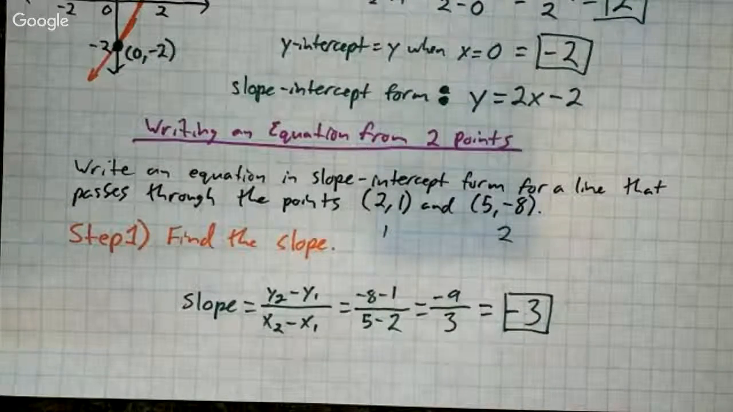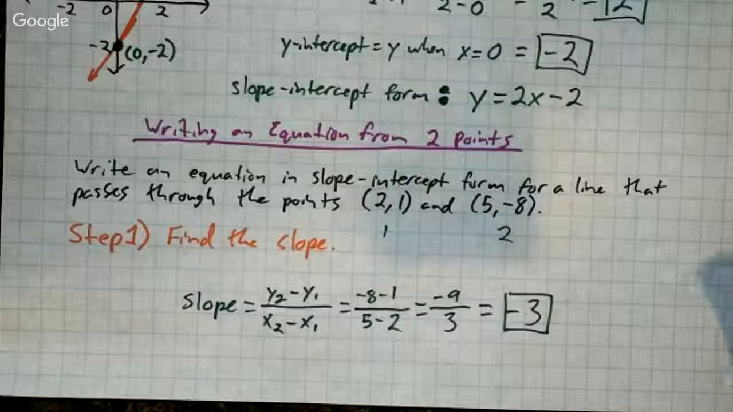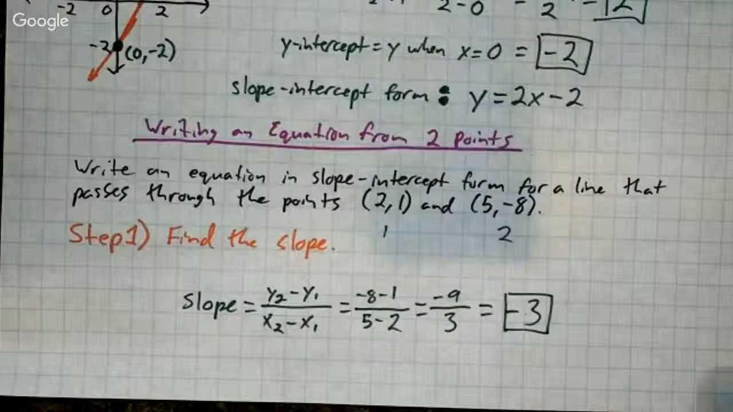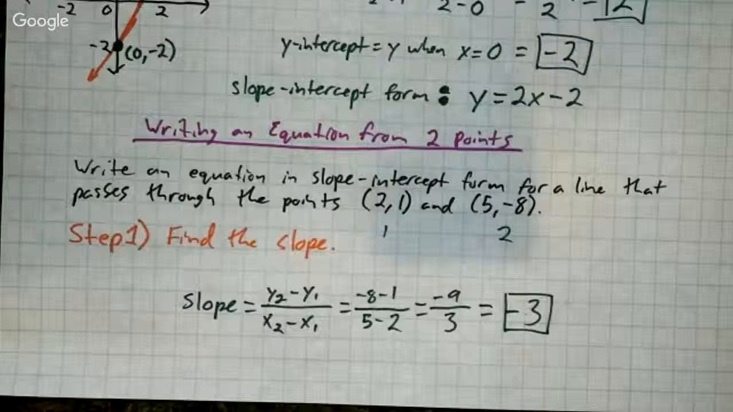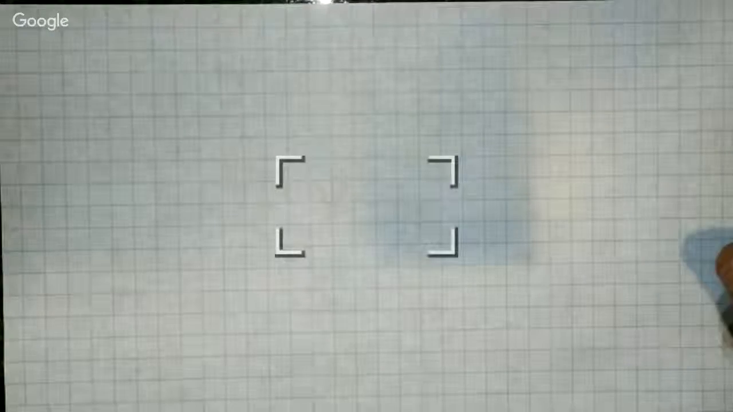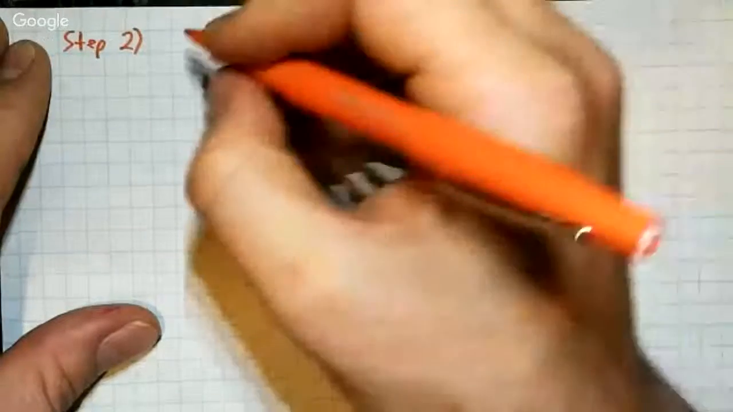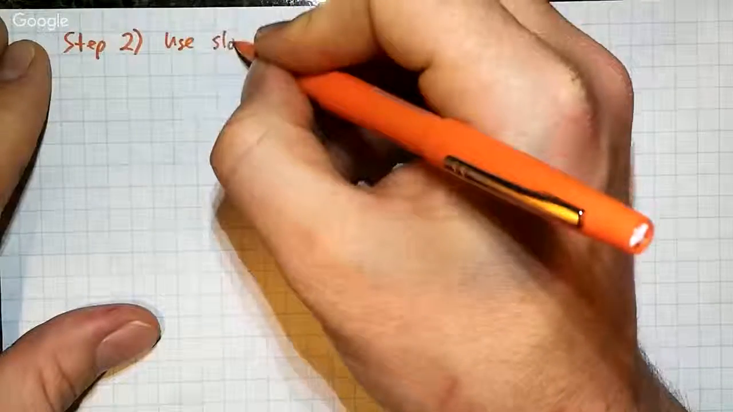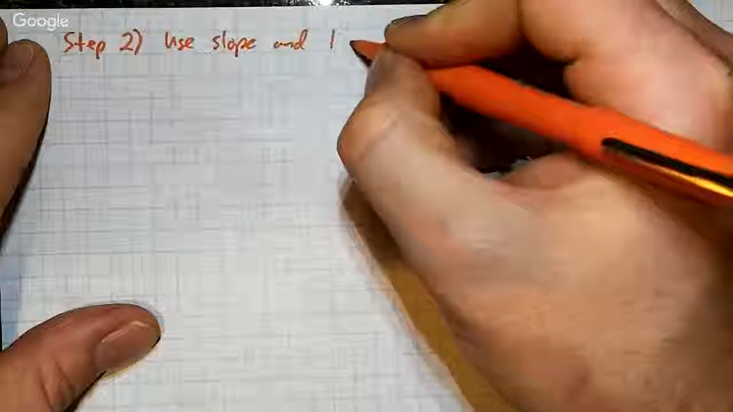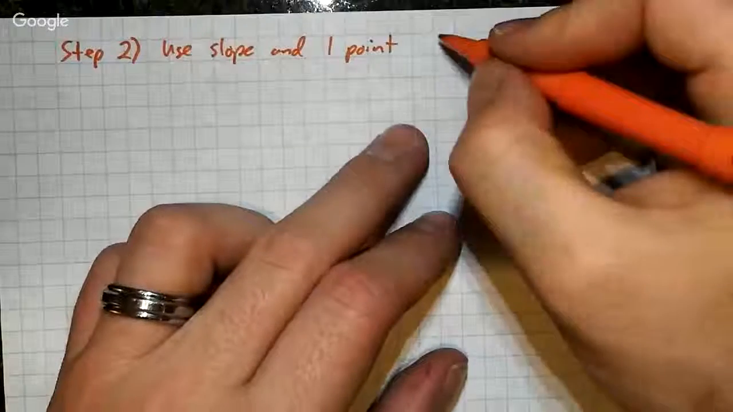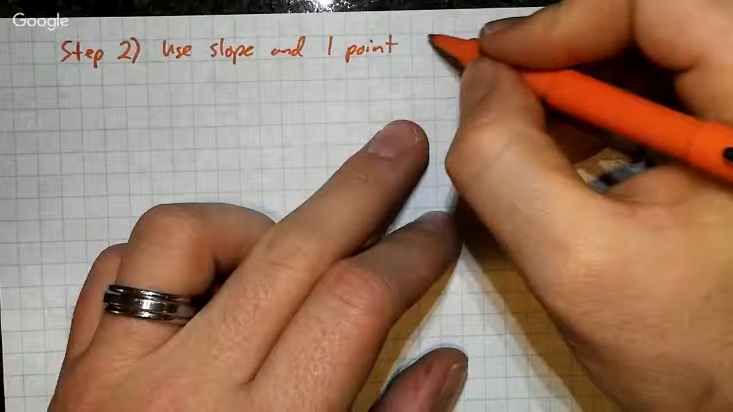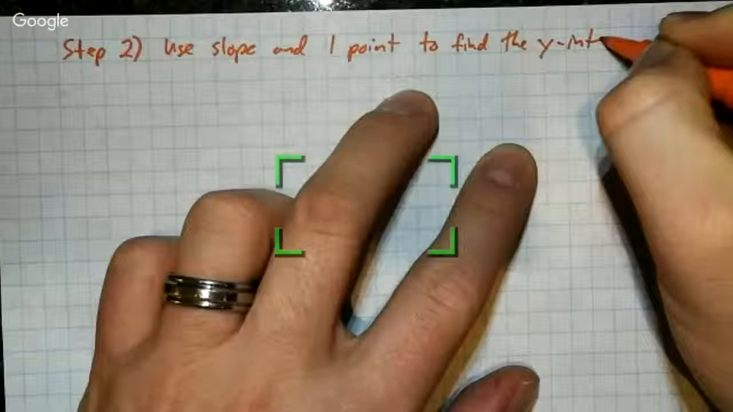Great. All right, I'm running out of paper, so I'm going to move to a different piece of paper, and we're going to move on to step 2. So we've done step 1. We've found our slope. Step 2 is going to be use the slope and 1 point to find the y-intercept.